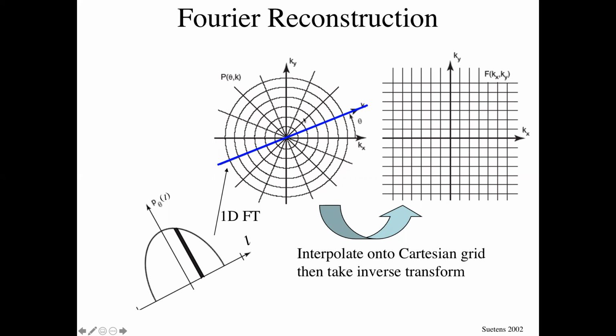So one way to reconstruct this would be to take these data that are on these radial lines. Those are the data we measured, right? If I take the 1D Fourier transform of every projection and organize them in this fashion, then I have this radially sampled Fourier transform of the object. And in some ways, that's a more accurate representation than the sinogram.